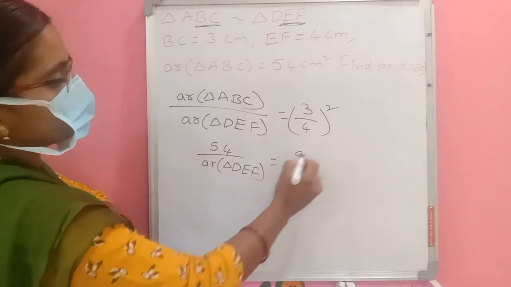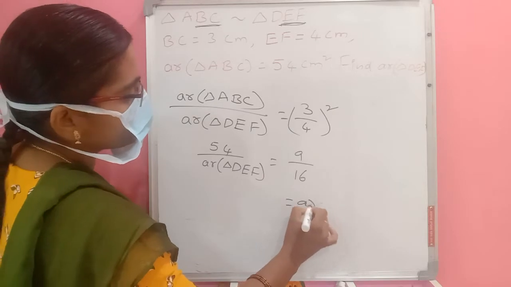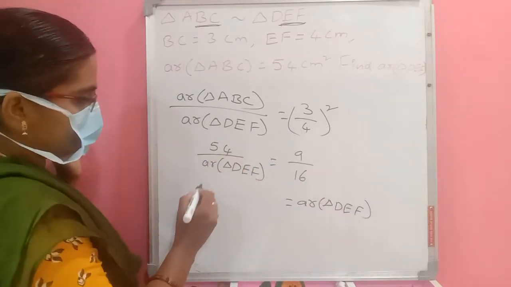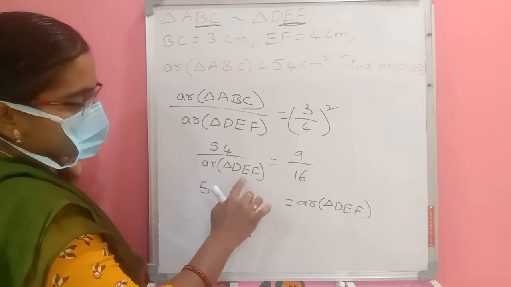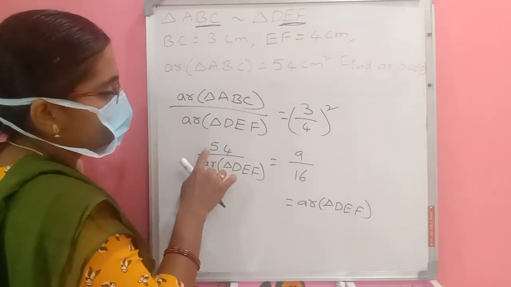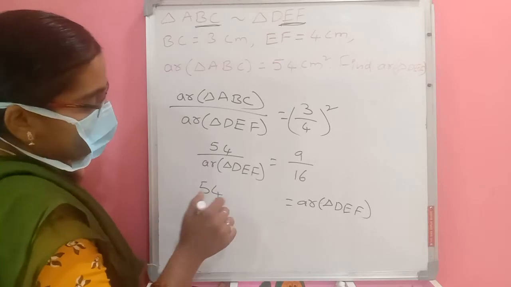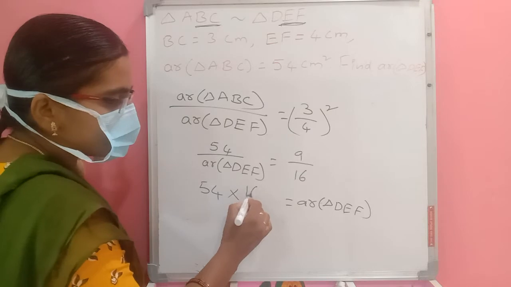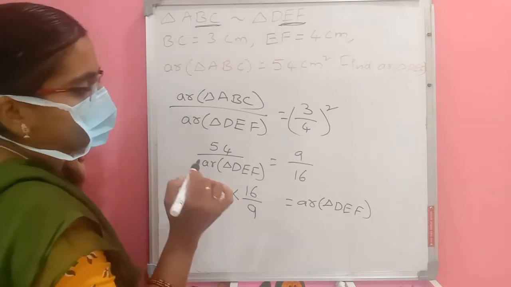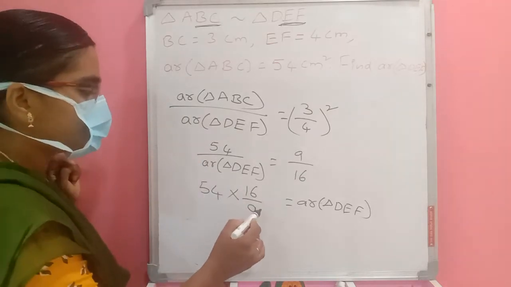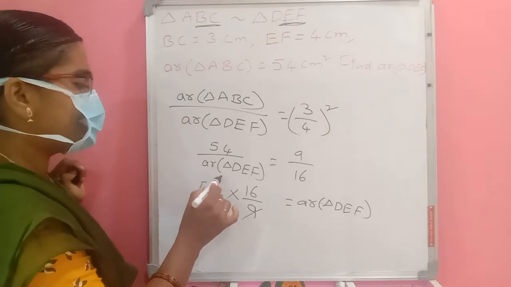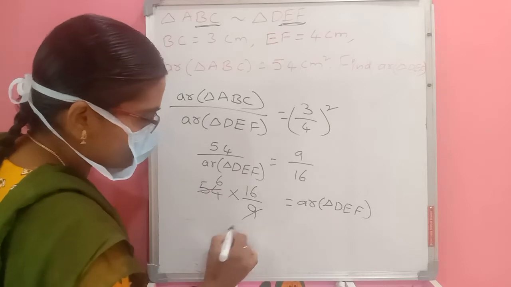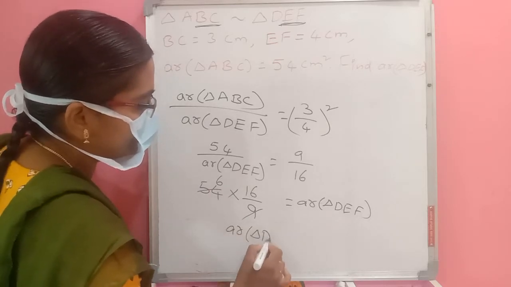Just transpose the area of triangle DEF to this side, and here we have 54, written as it is. And transposing the 9 by 16 to this side, it becomes its reciprocal, 16 by 9. Just cancel here: 9 ones are 9, 9 sixes are 54, and 6 into 16. So this I am writing here: area of triangle DEF.